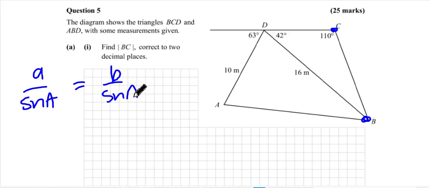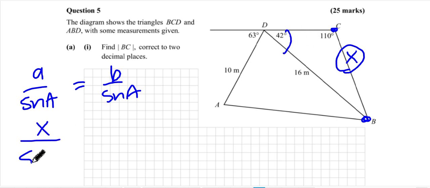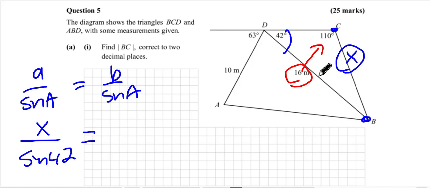Okay. So, here it is. We're after B to C. And the way we say it is, which angle's fighting X? Who's fighting X? 42. So who's fighting X? Which angle? 42's against X, so it's X over sine 42. Alright, and who's taking on 16? So it's 16 divided by sine 110.